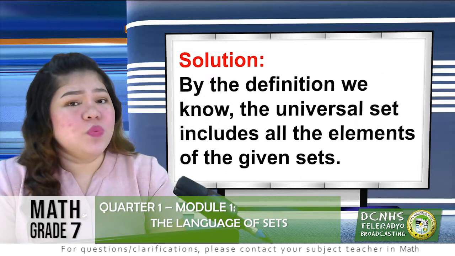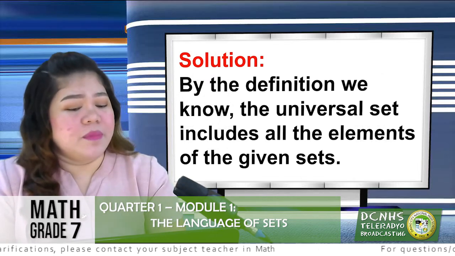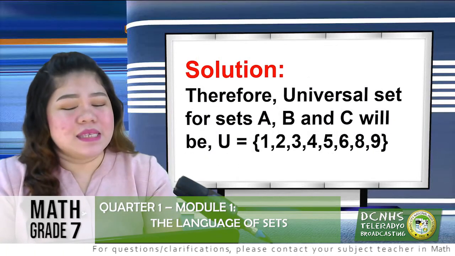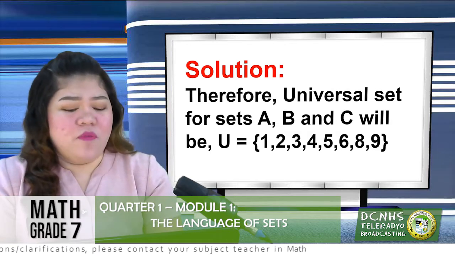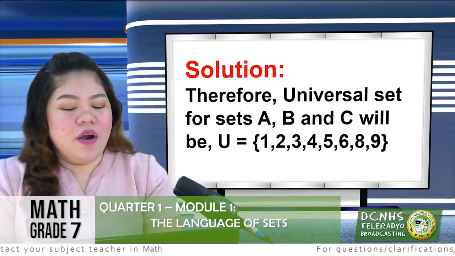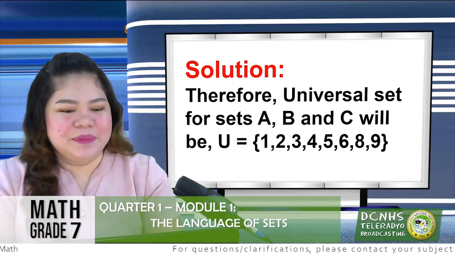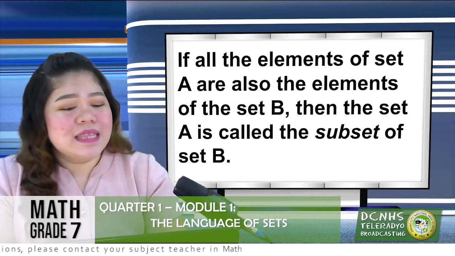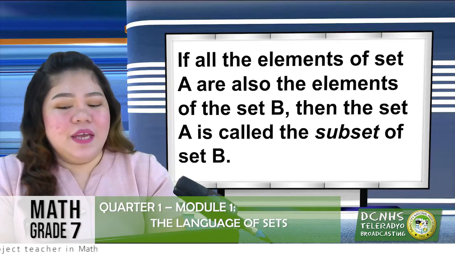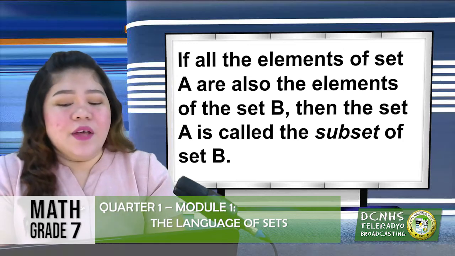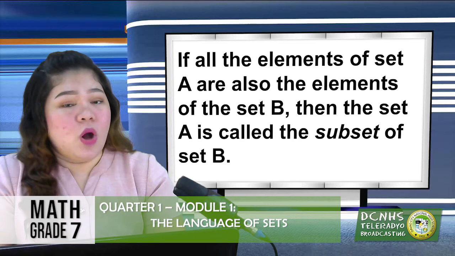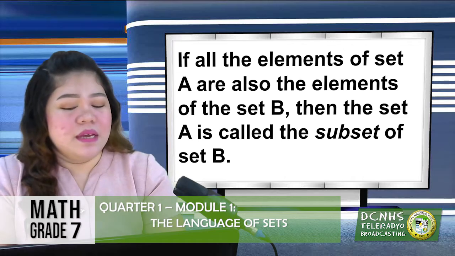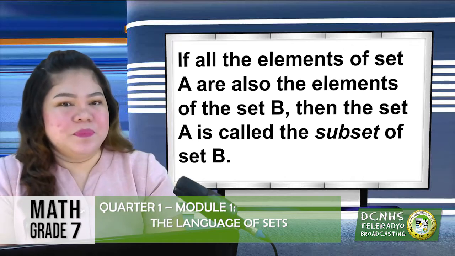Solution. By the definition we know, the universal set includes all the elements of the given sets. Therefore, the universal set for sets A, B, and C will be U = {1, 2, 3, 4, 5, 6, 8, 9}. If all the elements of set A are also the elements of set B, then set A is called a subset of set B. If a represents any element of set A, then the definition is represented symbolically: if a is an element of A and a is an element of B, then A is a subset of B.